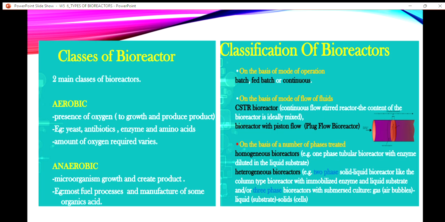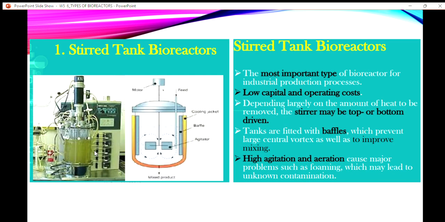Okay, clear? So the classification of bioreactor is based on three: the mode of operation, the mode of the flow of the fluid, and also the phase. And then the classes of bioreactor, you have two: aerobic or anaerobic. So without delaying more time, we go to the first type of bioreactor.